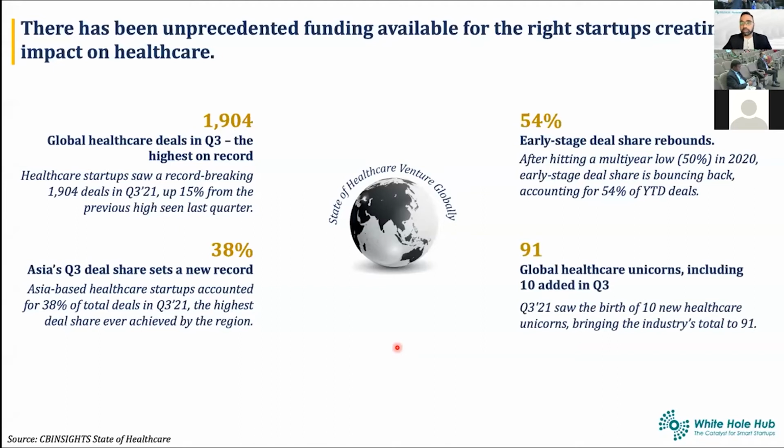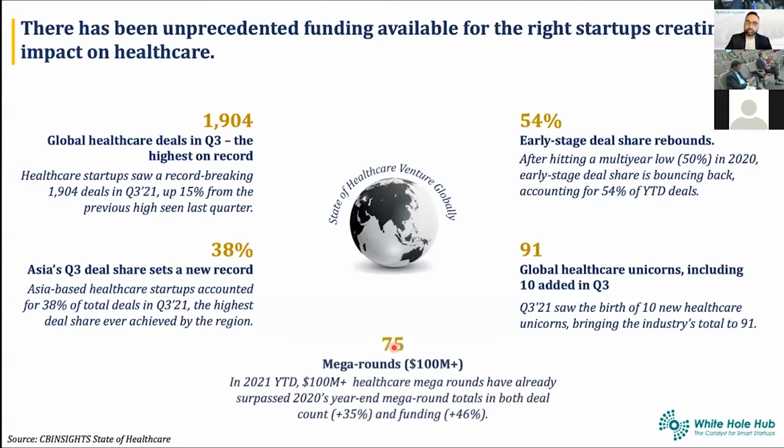Close to 91 unicorns have come in healthcare in the last 10 years, and just 10 added in Q3. A unicorn is a startup which is $1 billion in valuation. And this is coming up much faster than we ever thought before. And the last one, I do want to bring to the table because I do want to spend time on the money part of it.